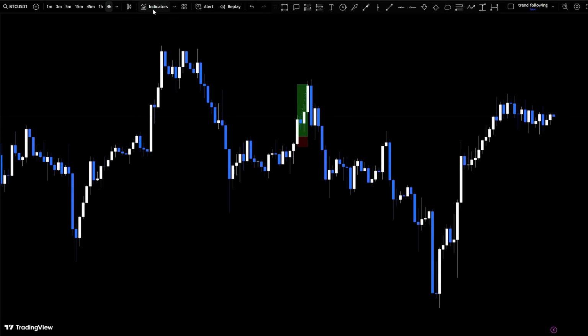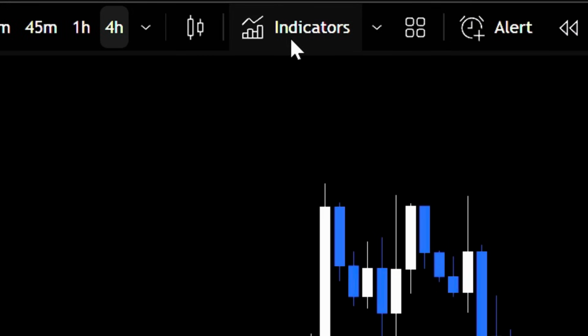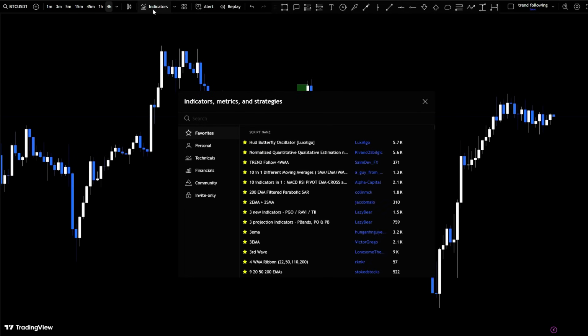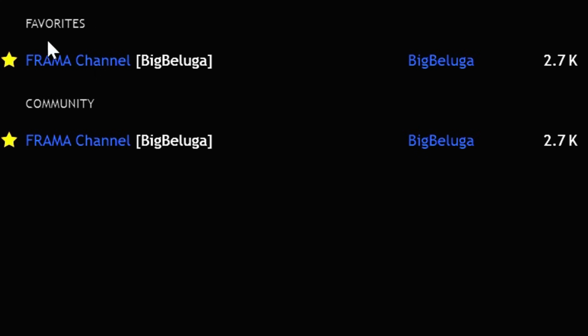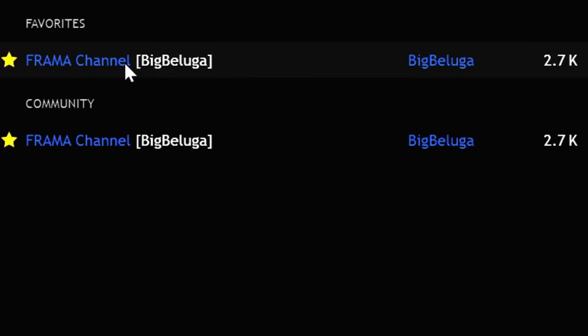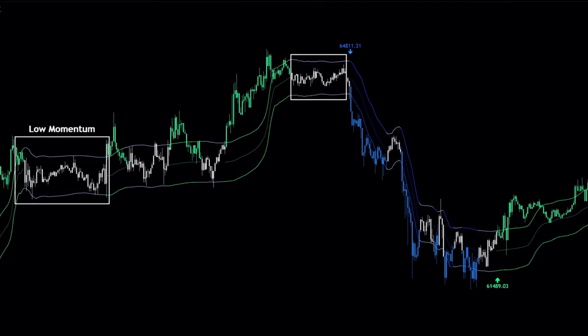So you've got your chart up. Now look for the indicators button up top and click on that. A search bar will pop up and you just type in Fama Channel. You'll see it come up in the results, usually by a user named Big Beluga. Click on it and boom, this powerful TradingView indicator is now on your chart just like that.